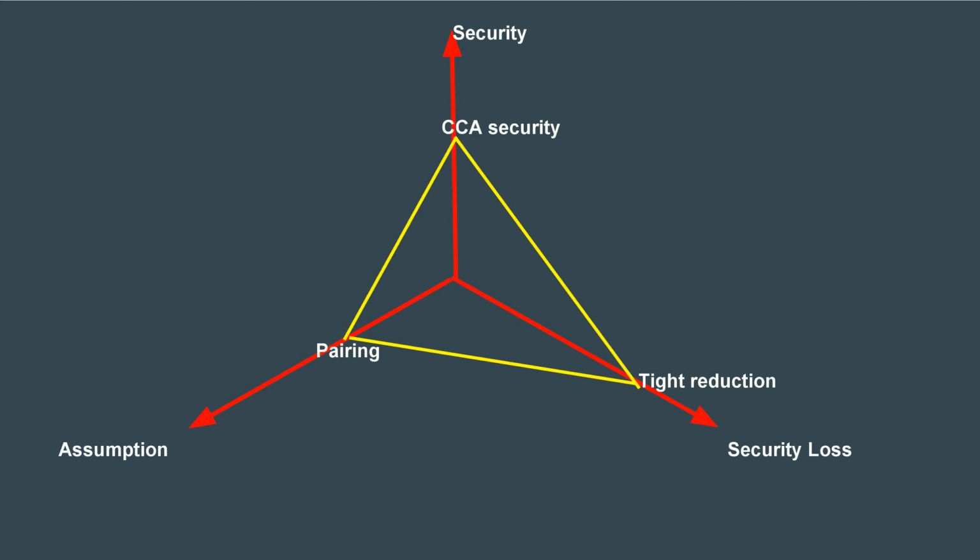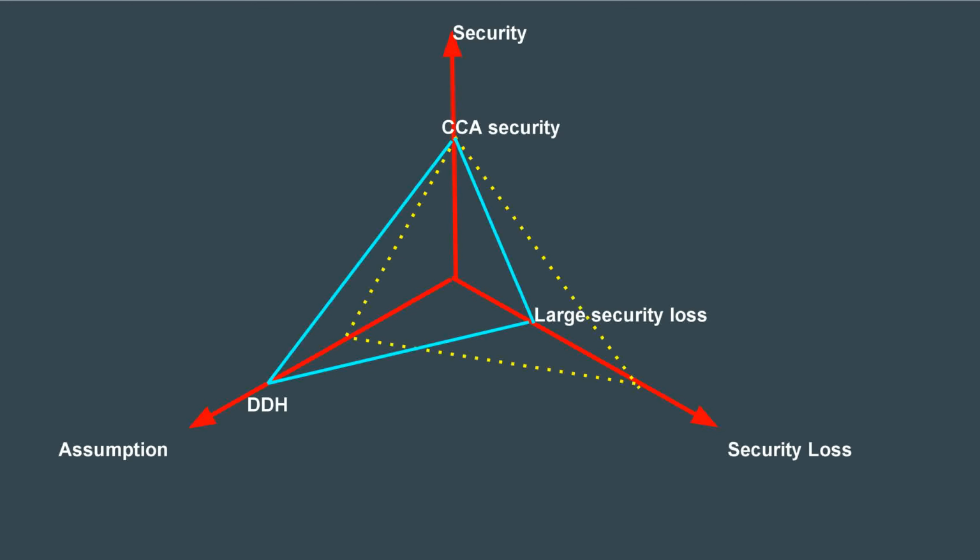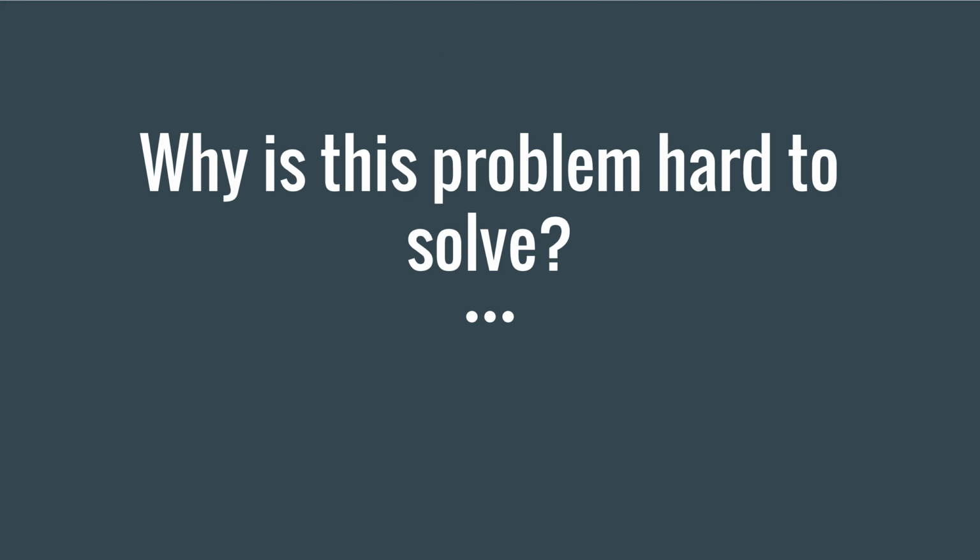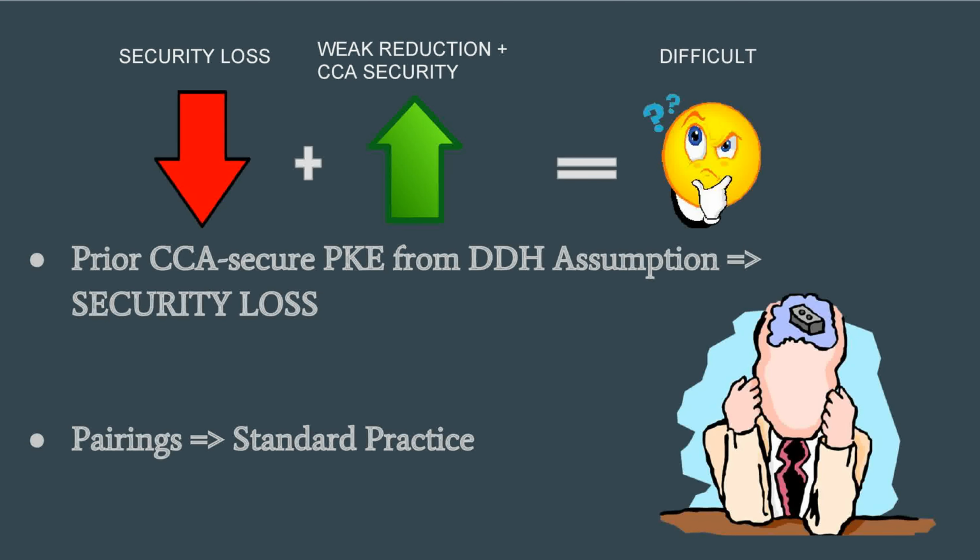Now, let's analyze the current state of this problem. PKE schemes that are CCA secure and have a tight security reduction have been developed. However, they are based on pairings and rely on stronger assumptions than the DDH assumption. In addition, CCA secure PKE schemes that are based on DDH have also been made, but they have a large security loss and do not have a tight security reduction. Let us now see why this problem is hard to solve. The CCA-secure PKEs that have been made previously from the DDH assumption lead to a large security loss.